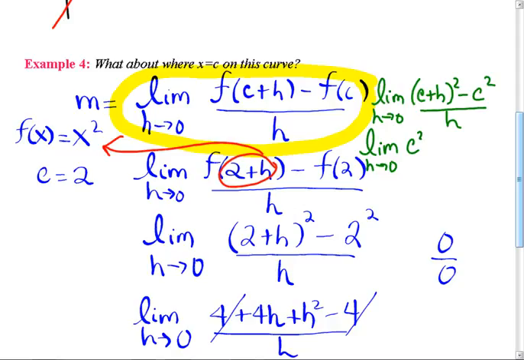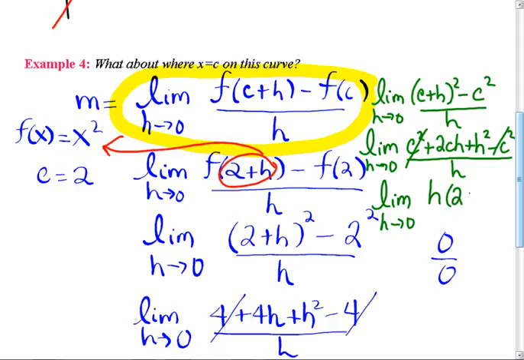So it's c squared plus what? Middle term. 2ch plus h squared minus c squared all over h. What's going to cancel? And then either I can divide the h out into every term, or I can factor an h. And I'm left with 2c plus h all over h.